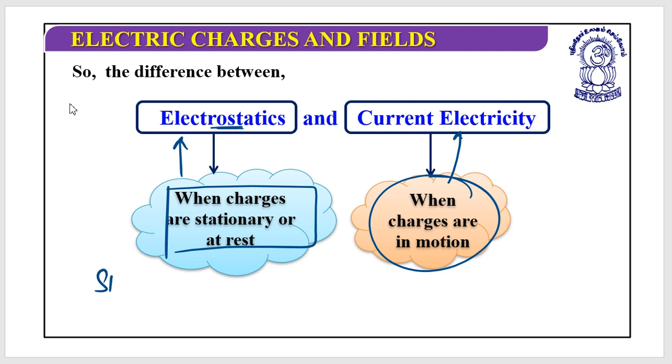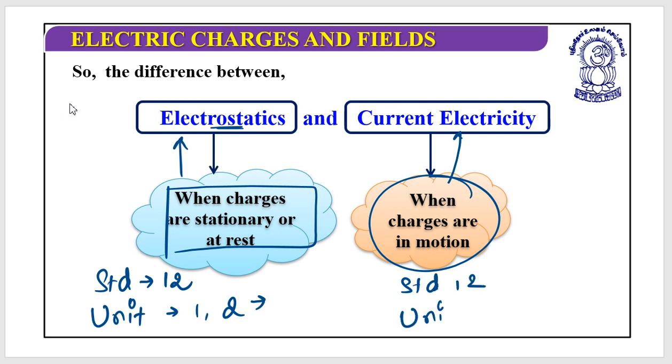In standard 12, we have units number 1 and 2 as electrostatics, and unit number 3 is current electricity. That is, for the first and second units, we are studying the charges when they are at rest, not moving. In unit 3, we are going to study them while they are moving, that is current electricity.